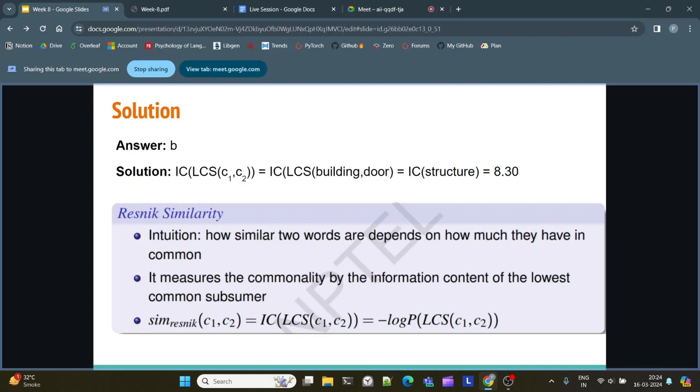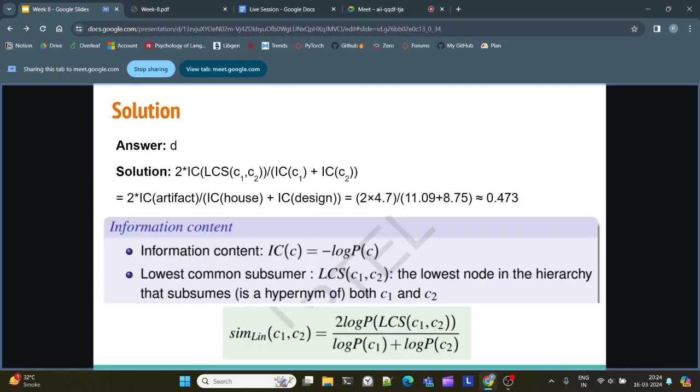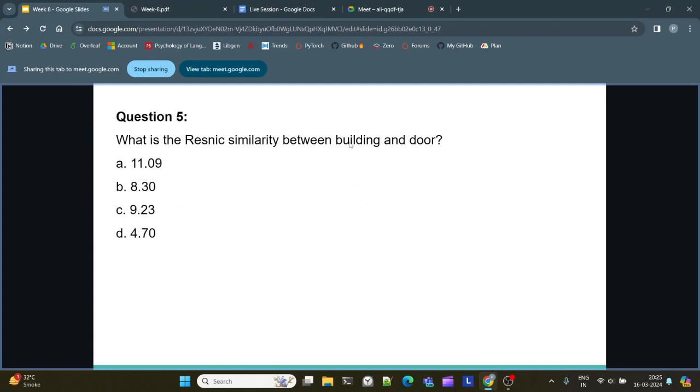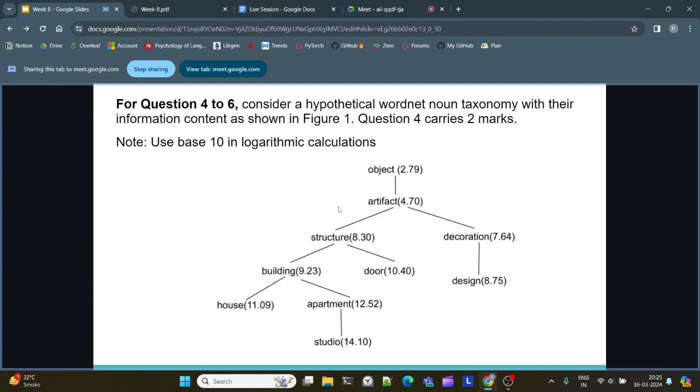Ma'am, I did not get that answer. How do we check it? In the minus log probability of LCS, which value do we have to use? LCS is the lowest common subsumer. If you are given two concepts, C1 and C2, you have to see which is the lowest node in the hierarchy that subsumes both concepts. Here the concepts are building and door. The LCS of building and door would be structure.